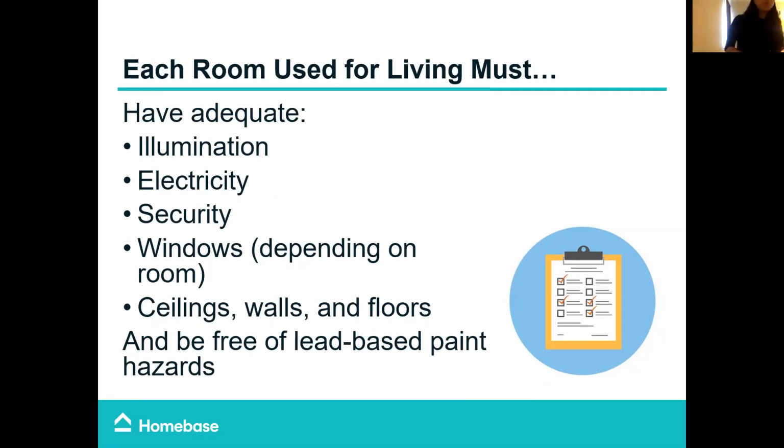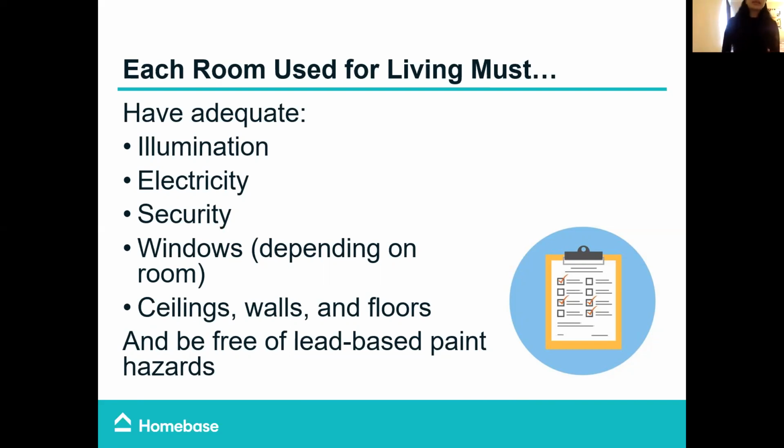With ceilings, walls, and floors, minor scratches, water stains, and worn floors are fine. Here you're really looking for serious structural issues that could collapse. So you're checking for severe buckling or bulging, large holes, and danger of loose or falling materials.